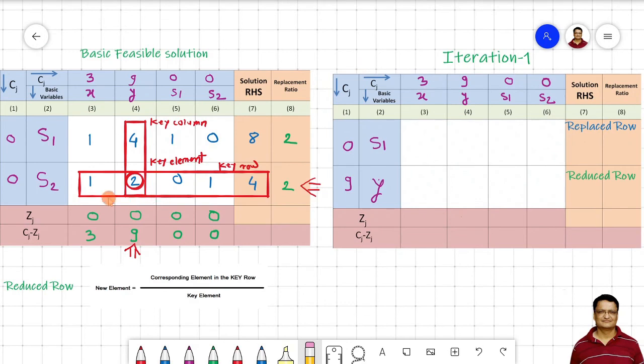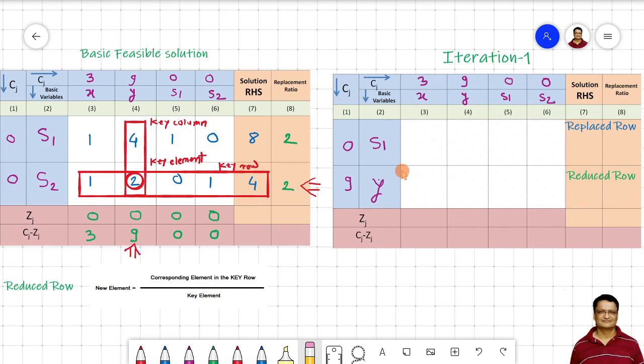Now this is our old simplex table, and this is the key row and this is the non-key row. We also evaluated that y is our entering variable and s2 is our departing variable. Now we need to prepare a table which we are going to call iteration 1, and we are going to update this table. The only change will be that x, y, s1, s2 will be there. Only instead of this s2 in the basic variable list, we are going to put y, because y was our entering variable and it is going to take the place of s2, because s2 was the leaving variable.